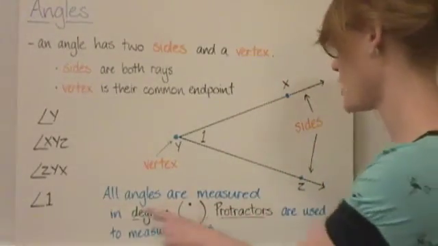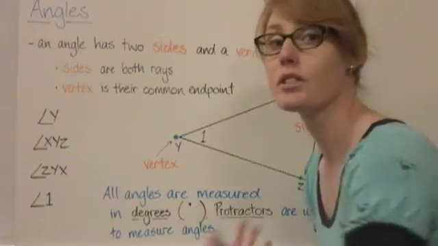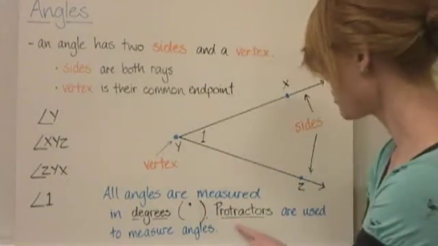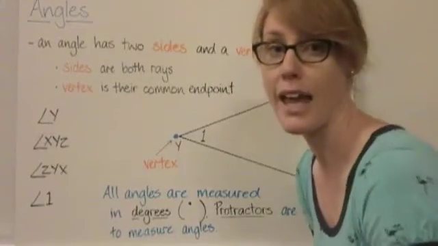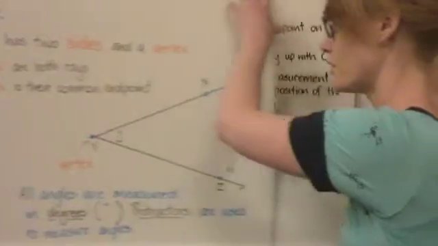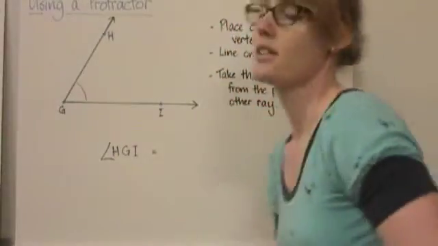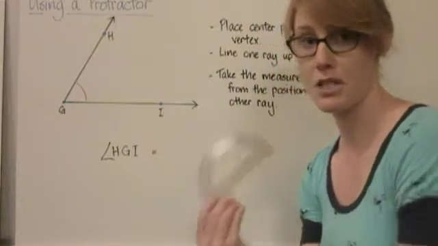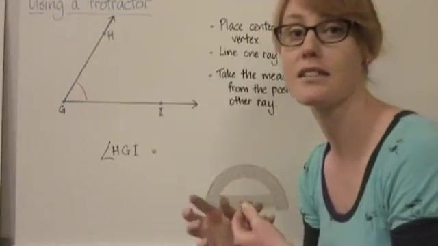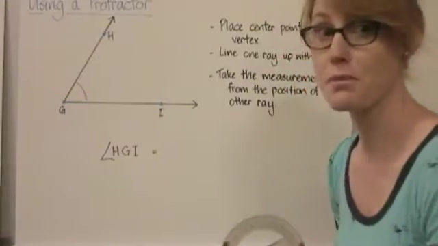All angles are measured in degrees, and we use this little circle to indicate degrees. And protractors are used to measure angles. So some of you may have seen a protractor before, and you'll be using these in class. And to use a protractor, there are a few steps you need to take.